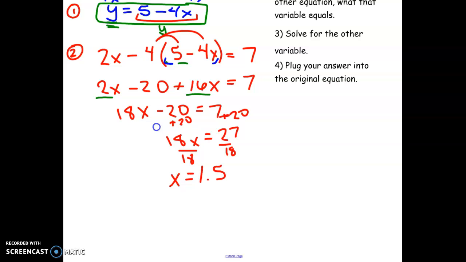That's the x value where your two lines cross. So this is the x of the solution. Your two lines are crossing and x is 1.5.